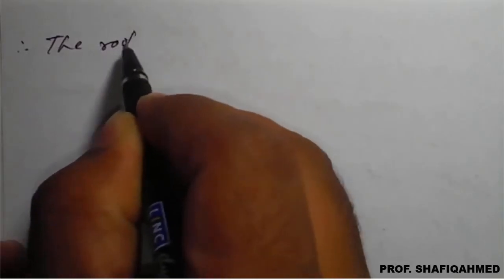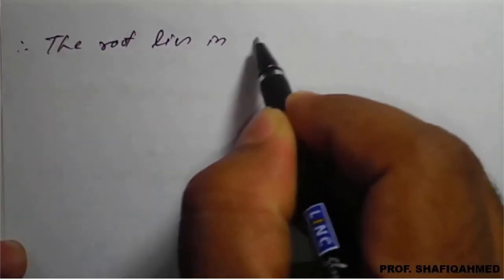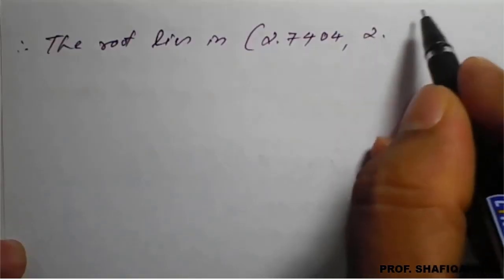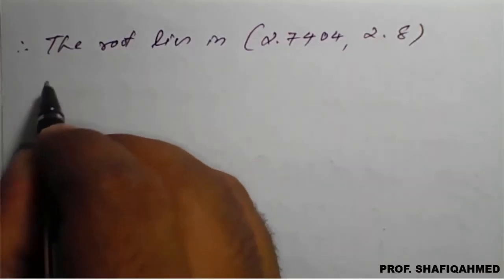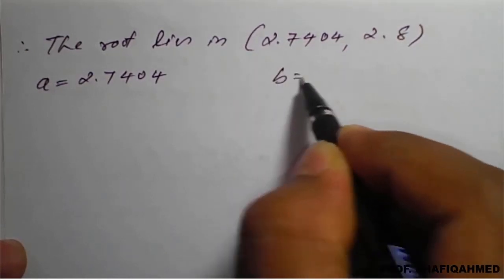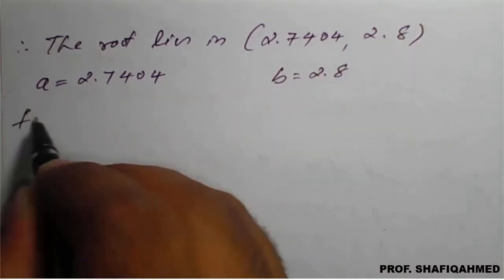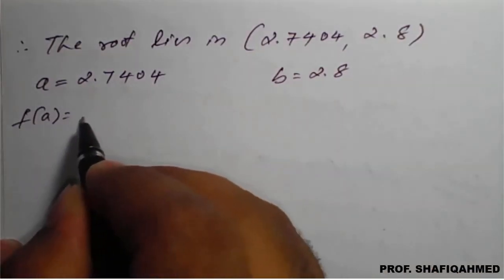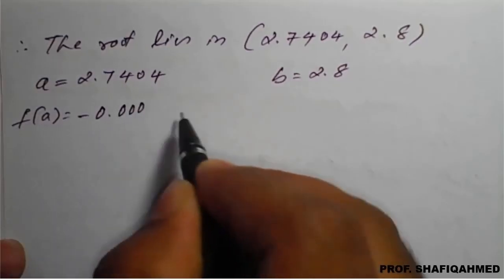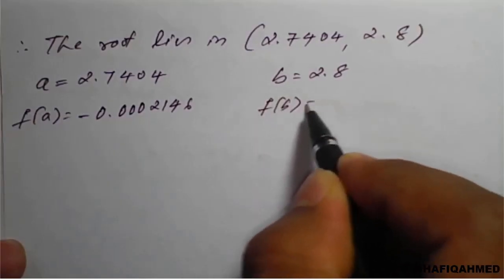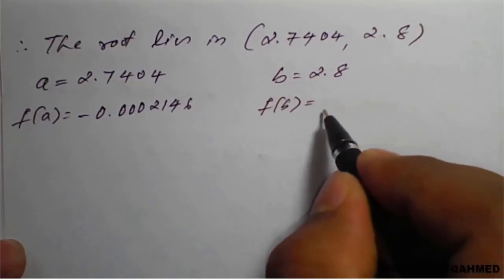So therefore, the root lies in 2.7404, 2.8. Therefore, the value of A is 2.7404, the value of B is 2.8. The value of f of A, that is, for 2.7404 what we got just now, is minus 0.0002146, and the value of f of B, from the previous only we have to carry, is nothing but 0.0504.